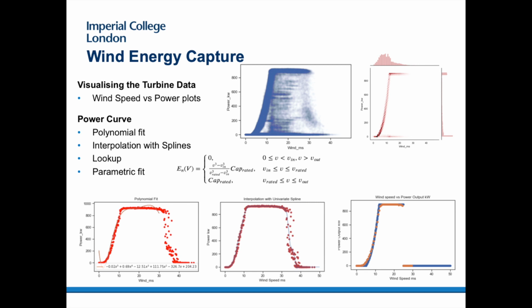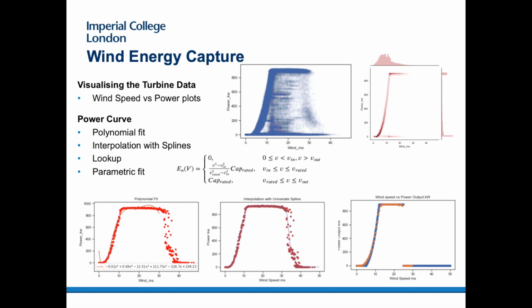We've proposed 3 approaches: a polynomial fit, which is quick and easy but has some undesirable oscillations, interpolation with univariate spline, and lastly a parametric fit. And we've actually chosen to proceed with the parametric fit because it's very fast and it gives us a very easy to understand data set, and we could use it for other turbines rated at different levels without necessarily having a need for observable data.